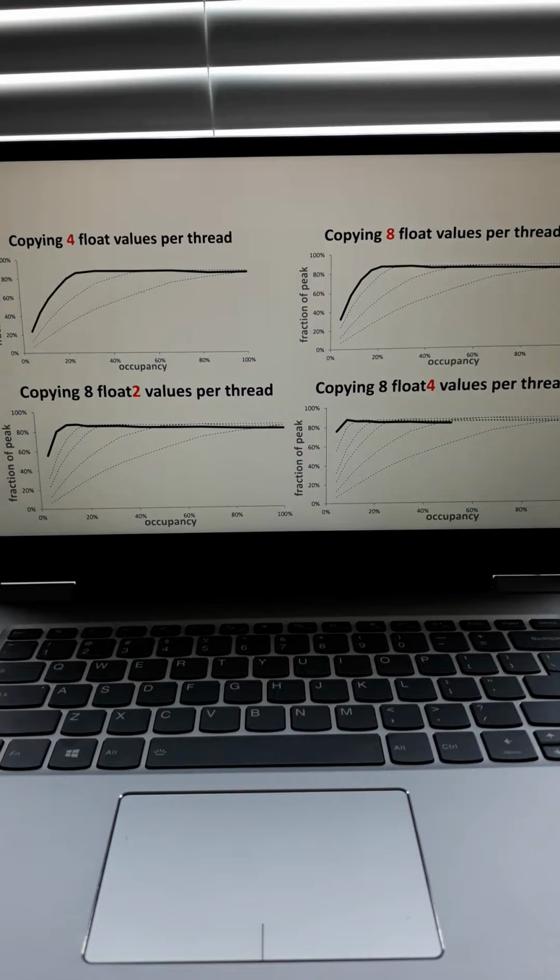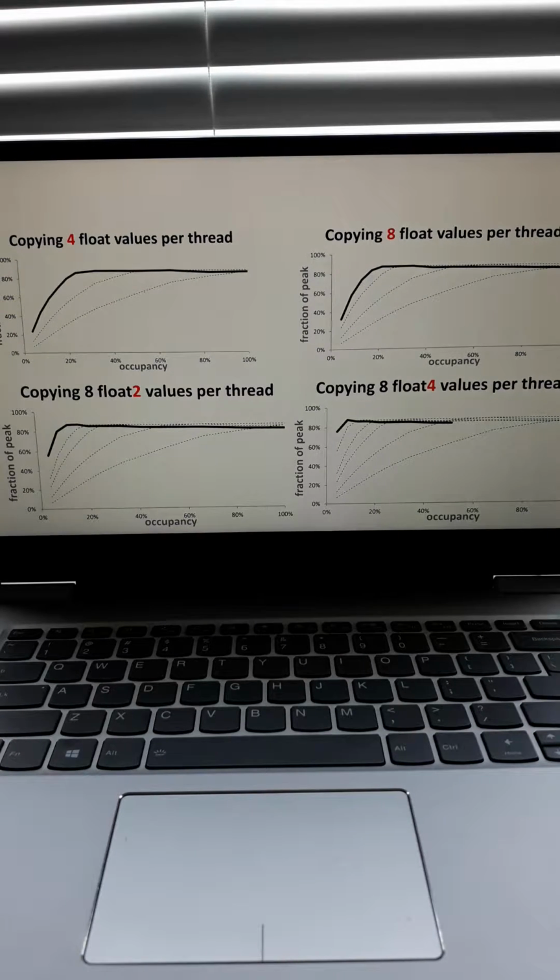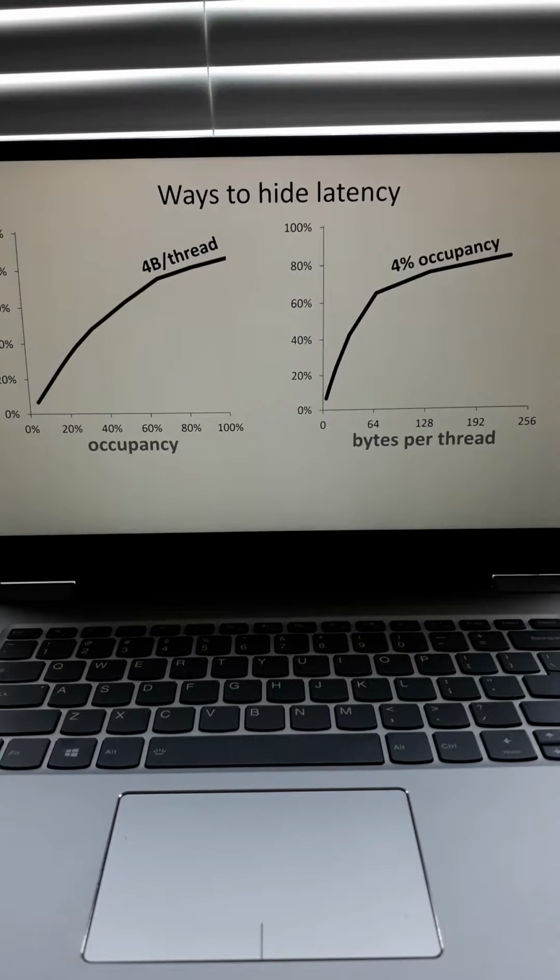25% occupancy. If we are copying 8 float values per thread, then we achieve the same with around 20% occupancy. If we are copying 8 float2 values per thread, we are achieving the same for around 12 to 16% occupancy. If we are copying 8 float4 values per thread, we are achieving this 84% peak, or rather 87% peak, at around 8% occupancy. And if we are copying 14 float4 values per thread, we are achieving 84% peak at 4% occupancy, which is phenomenal.